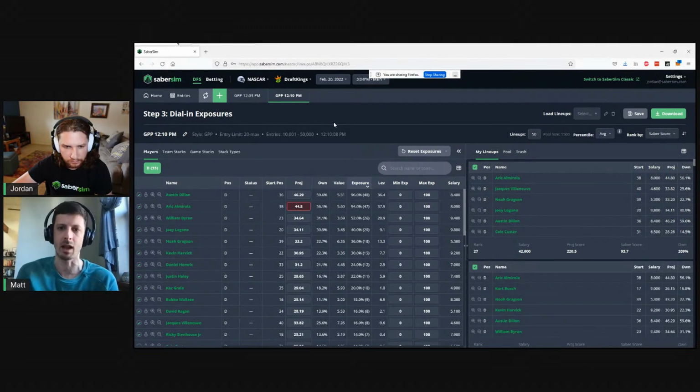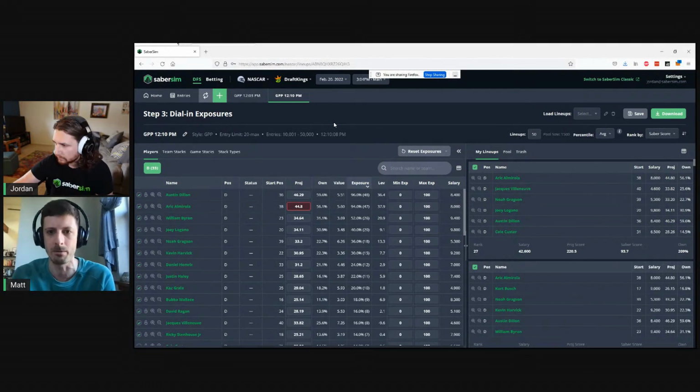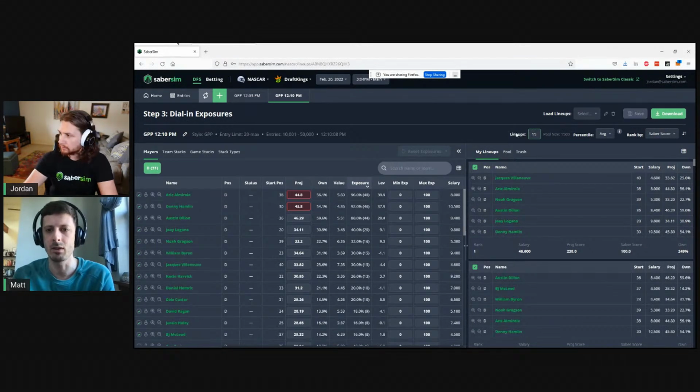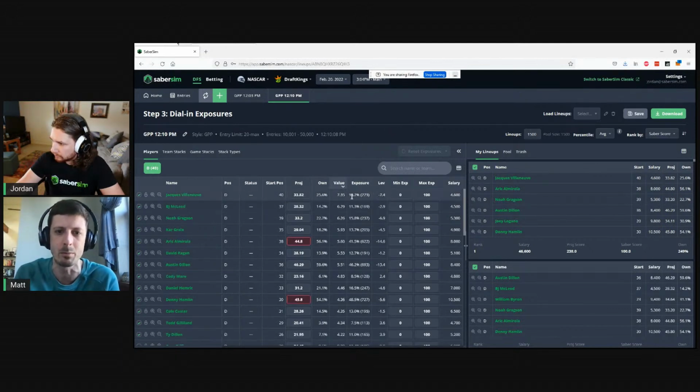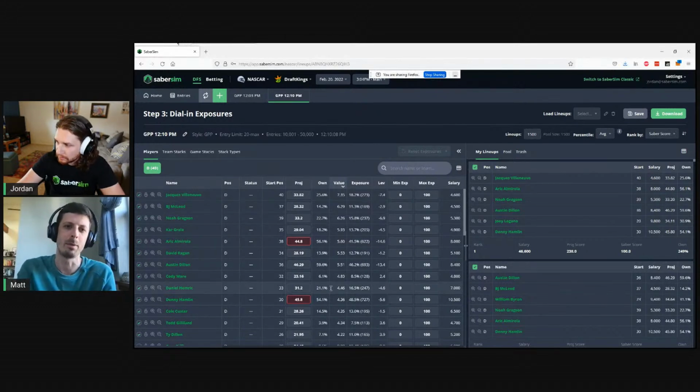And so when you do these high variance builds, if you looked at all 1,500 lineups, even these drivers that have huge value, really well projected, are not going to be in more than 50% or even 20% of the lineups, because there are all of these simulations where they crash.